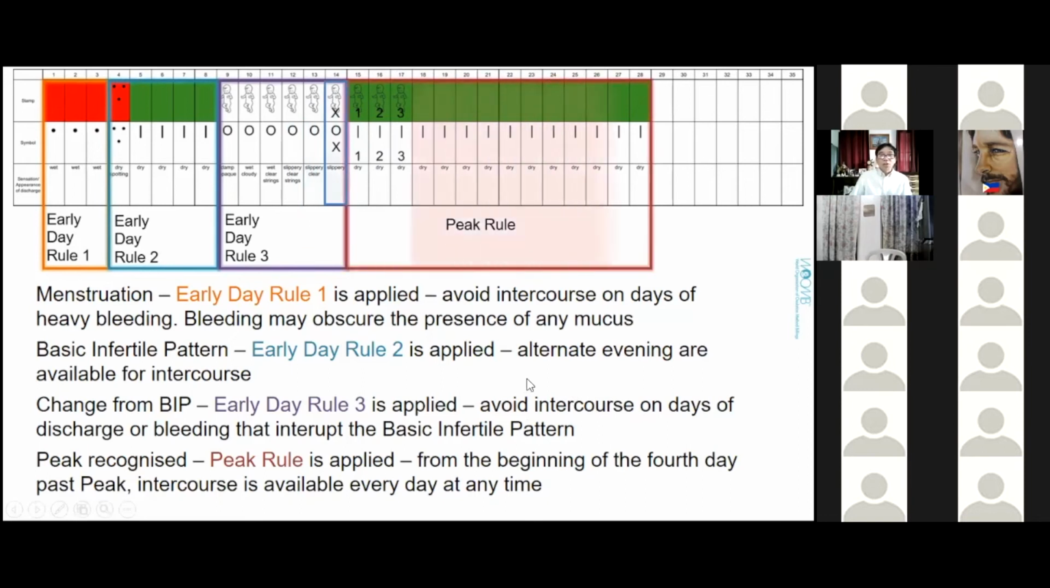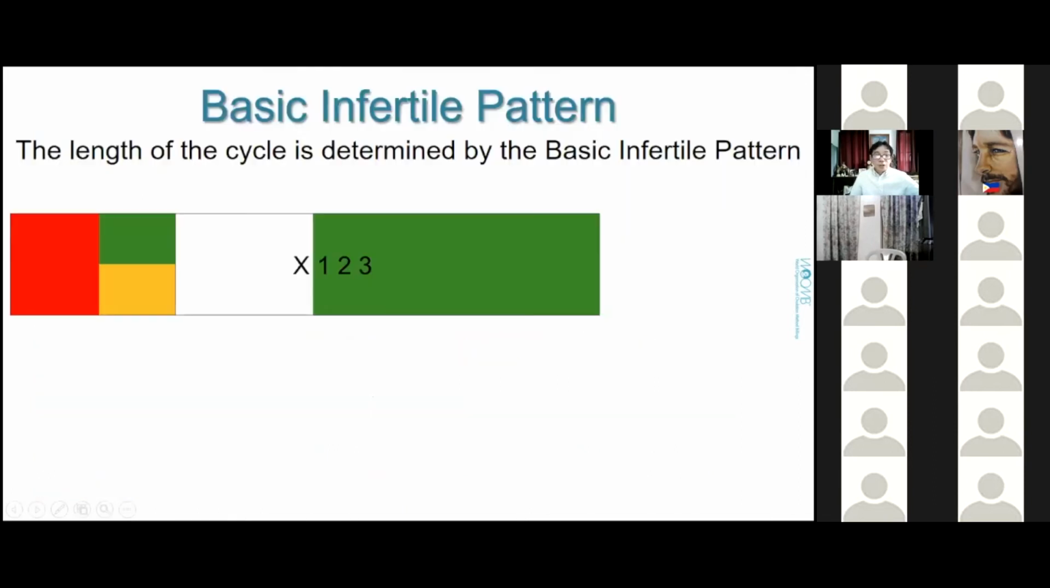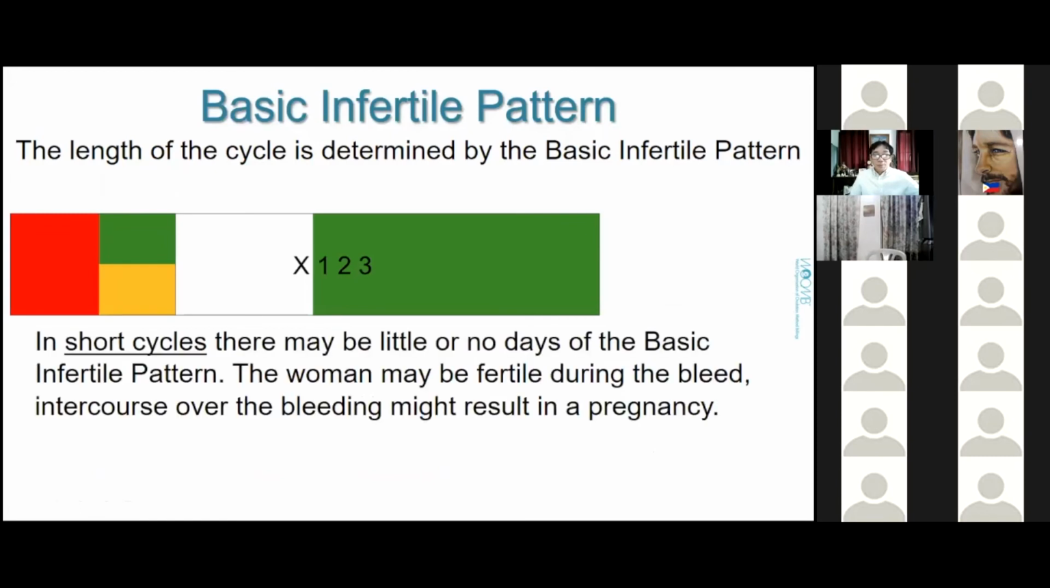And the peak rule starts from where? Look, the peak rule starts on day 18. Days 1, 2, 3 are part of EDR3. From day 9 until 17, that is EDR3. And the peak rule starts on, is it purple or violet? No? On day 18 to day 28. Clear? So let's continue. The length of the cycle is determined by the BIP, no?